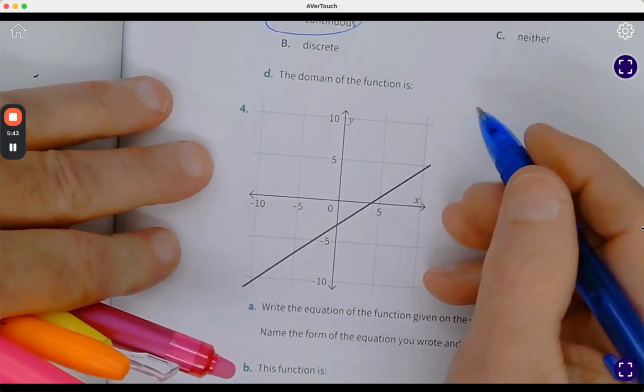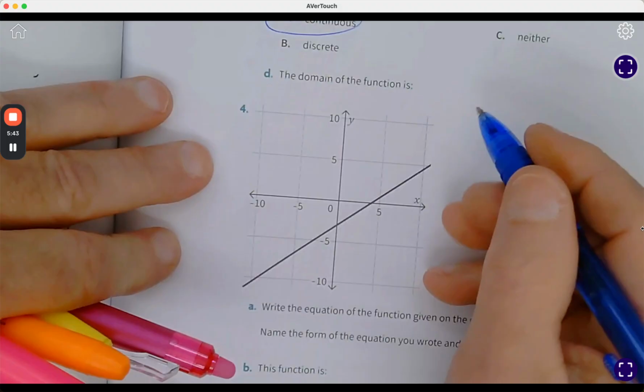Your y-intercept is right there. That's negative 3. So I got everything I need. y equals 3/4 x minus 3. That's that equation right there. It is linear. We see that.